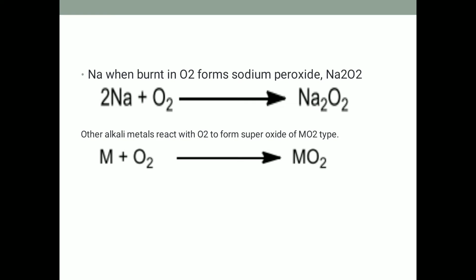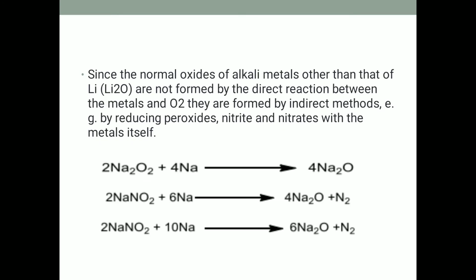When sodium metal burns in O2, it forms sodium peroxide, and the other alkali metals react with oxygen to form superoxides. Since the normal oxides of alkali metals other than lithium are not formed by the direct reaction between the metals and oxygen, they are formed by indirect methods, like reducing peroxides, nitrites and nitrates with the metal.